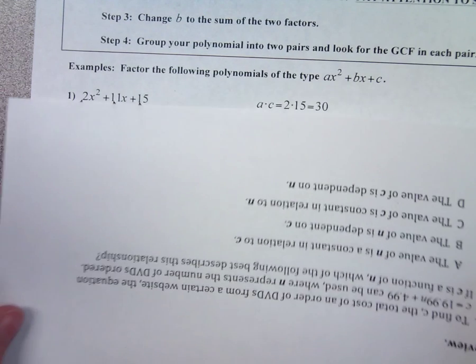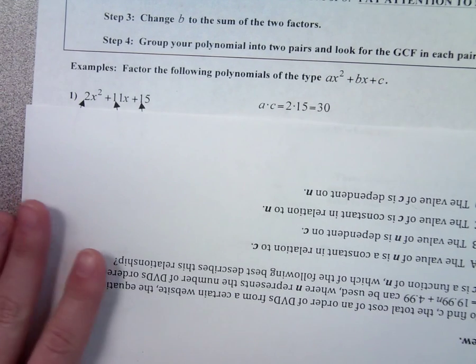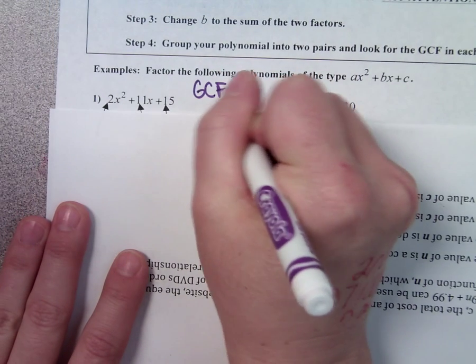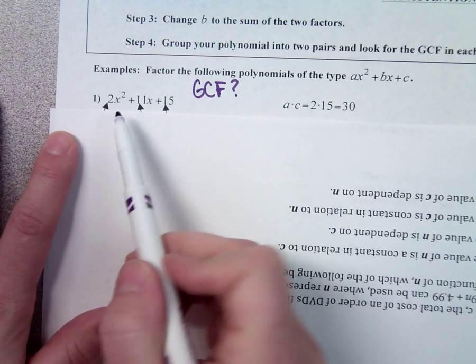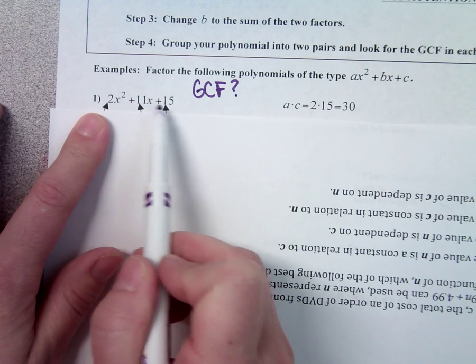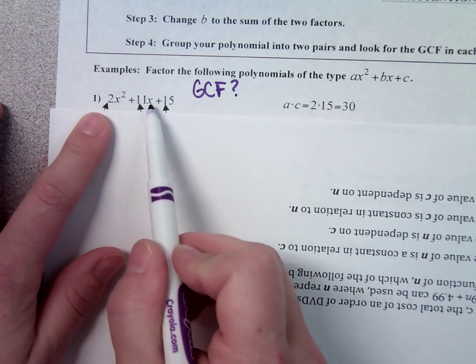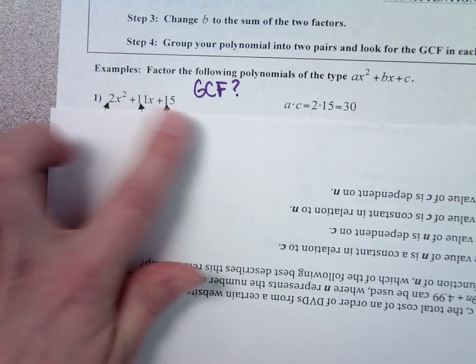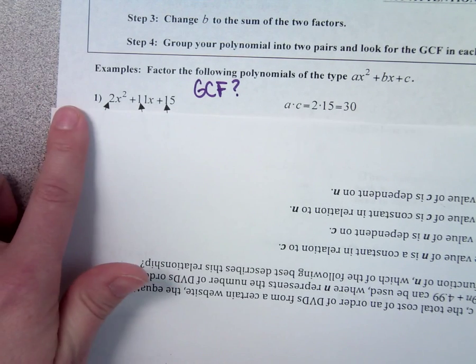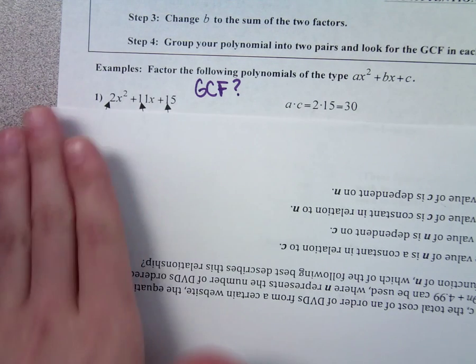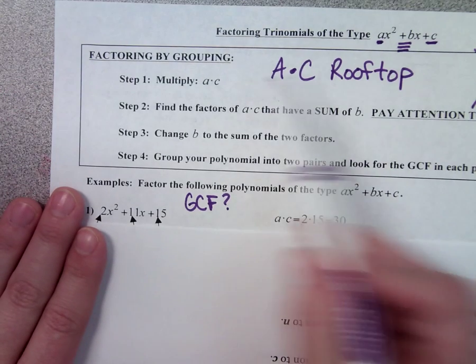Okay, so when I look at this first problem here, the first thing I would always want to look for is a GCF. So I'm just going to write GCF question mark. Is there anything that will divide into 2, 11, and 15 besides a 1? No. Do they all have x's? So this does not have a GCF other than a 1. If your GCF is just a 1, we move on. We try to do something different. And so that's what this comes into play today, is this A times C Rooftop.